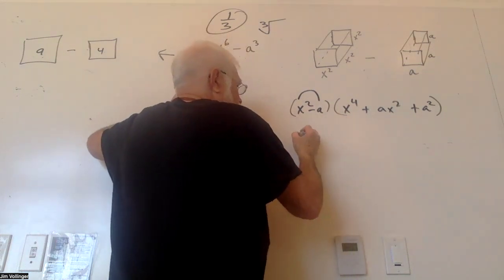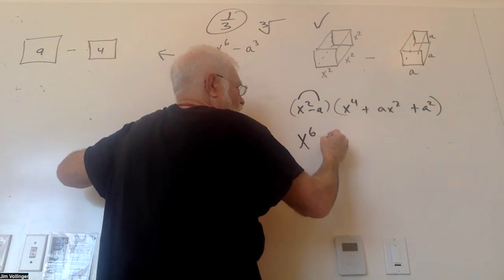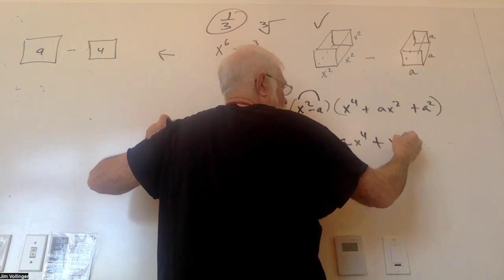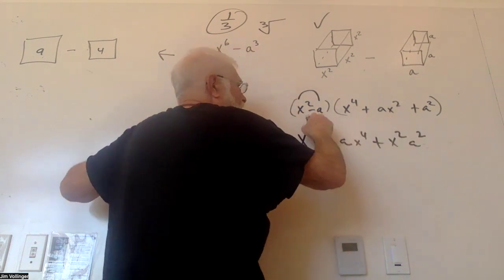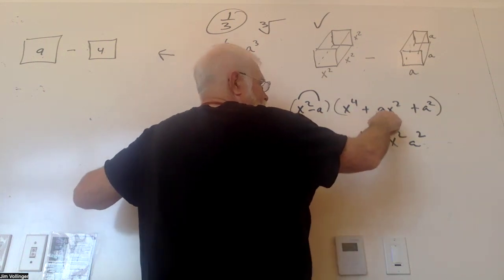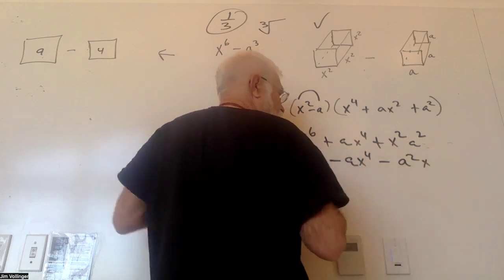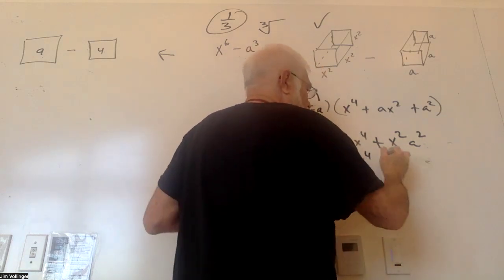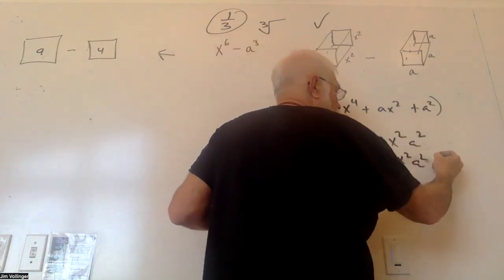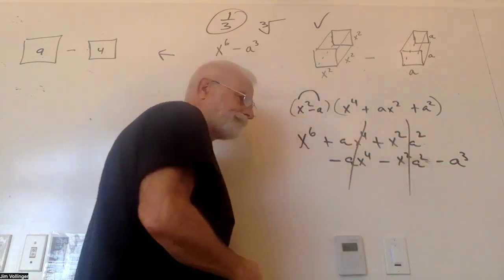And I'll do this one out again. X squared times x to the 4th, x to the 6th, is volume number 1. X squared times ax squared is ax to the 4th. X squared times a squared is x squared a squared. Minus a times x to the 4th is minus ax to the 4th. Minus a times ax squared is minus a squared x. I better write that as x squared a. Okay, and minus a times a squared is minus a cubed. Zoom, zoom, you've got it.